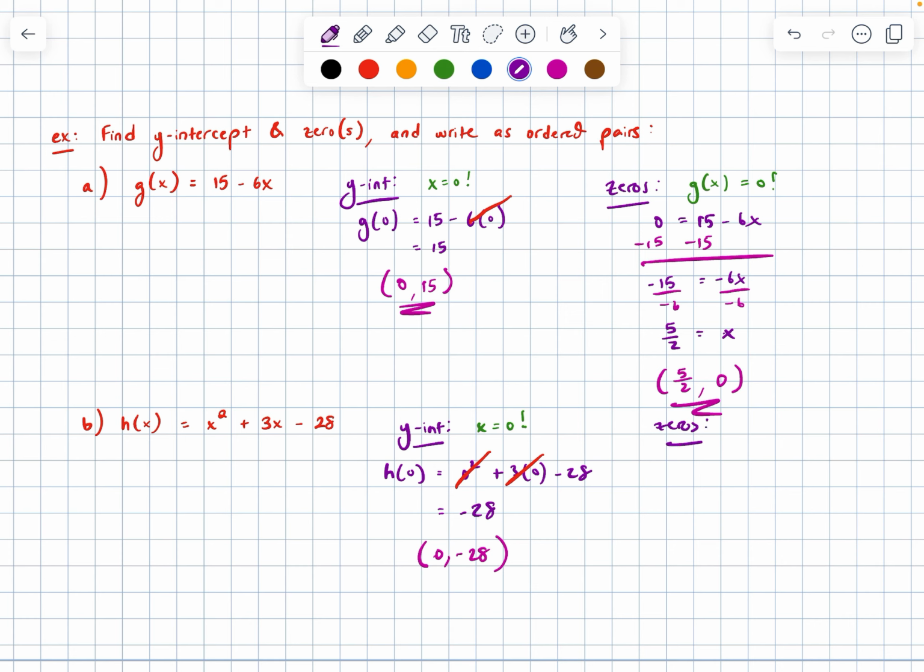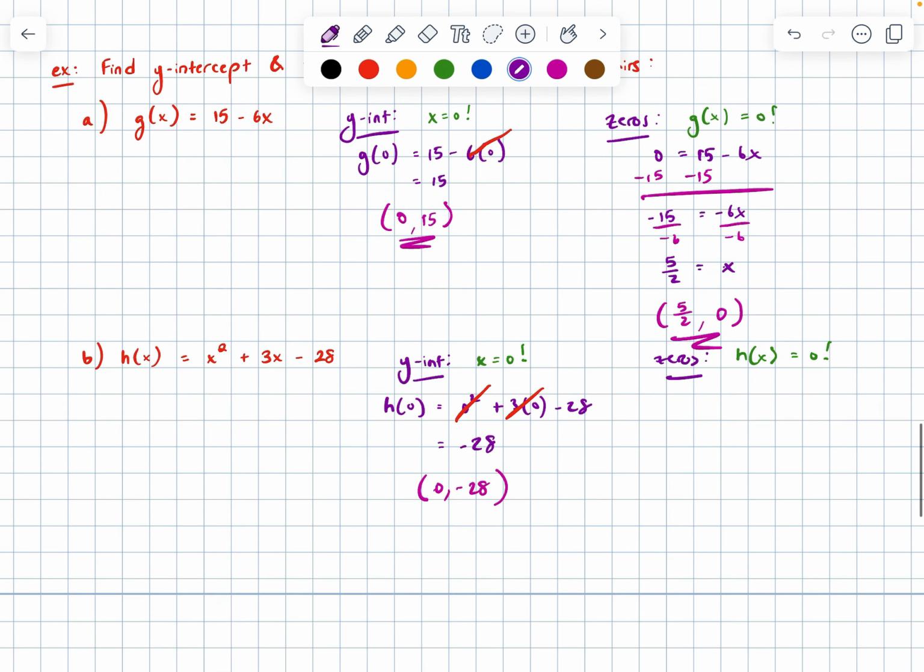And last but not least, to find my zeros, which again is just my x-intercepts, I'm going to take my function h of x and set that guy to 0. So from here, I've got 0 is equal to x squared plus 3x minus 28. Well, look at that. There's a quadratic trinomial. I know how to factor and use my 0 property. Well, x squared plus 3x minus 28, at the front it's got to be x times x. At the back, two numbers that multiply to get negative 28 and add to get positive 3 would be positive 7 and negative 4. And from here I'm home free.